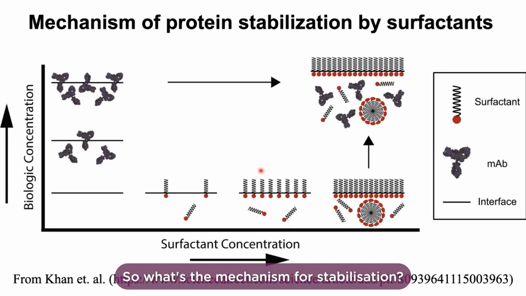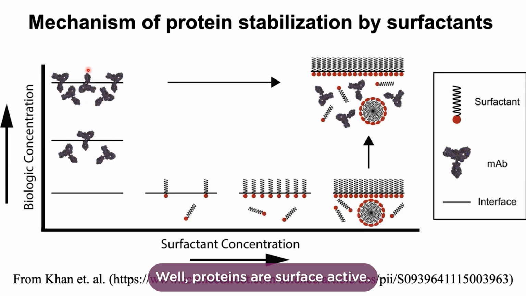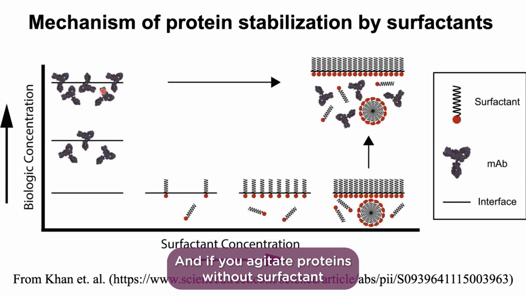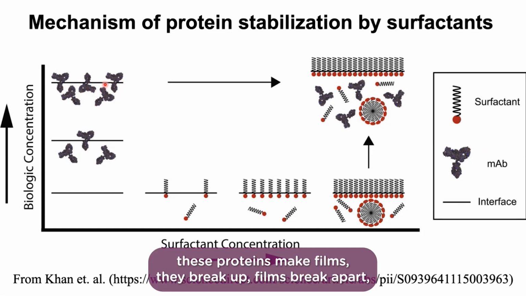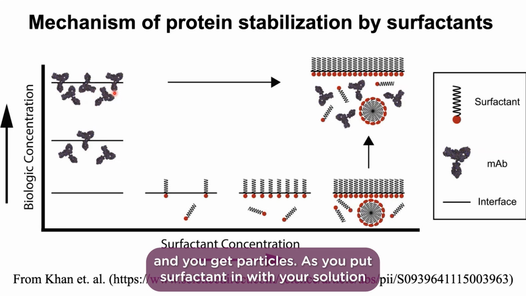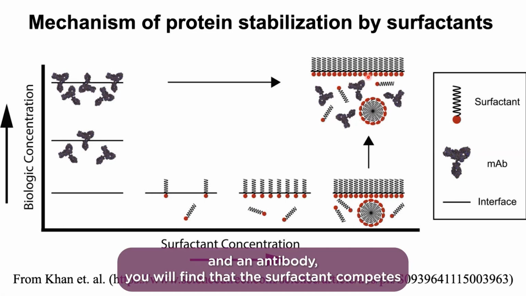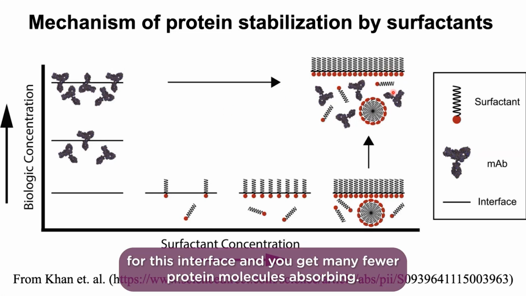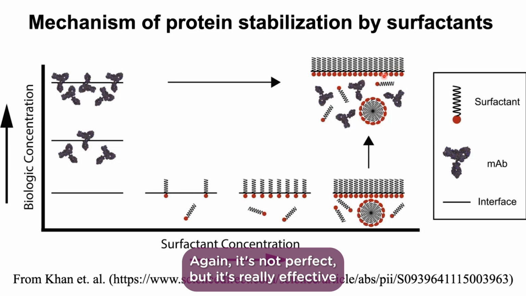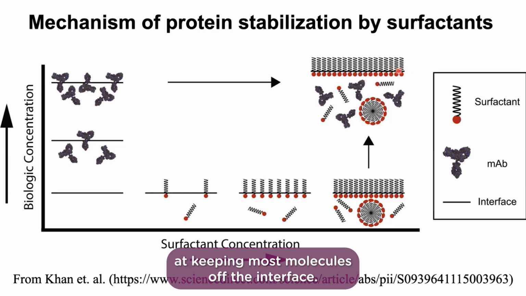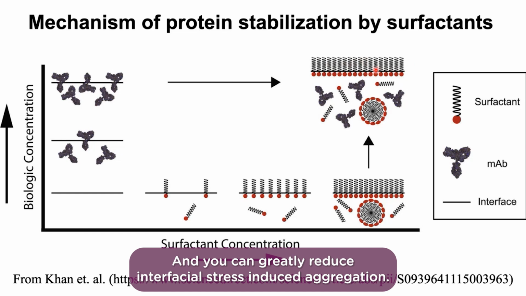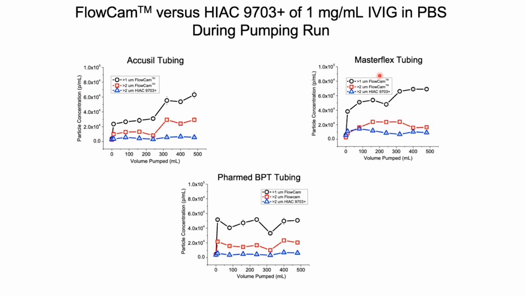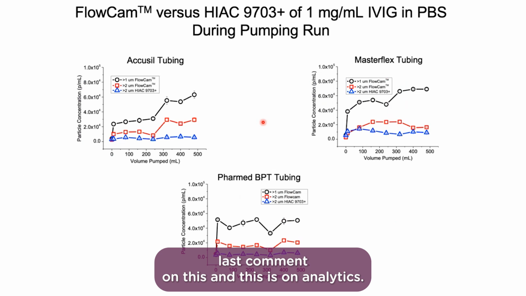So what's the mechanism for stabilization? Well, proteins are surface active. They tend to go to interfaces. And if you agitate proteins without surfactant, these proteins make films, films break apart, and you get particles. As you put surfactant in with your solution and an antibody, you will find that the surfactant competes for this interface and you get many fewer protein molecules absorbing. Again, it's not perfect, but it's really effective at keeping most molecules off the interface, and you can greatly reduce interfacial stress-induced aggregation. Now, one last comment on this, and this is on analytics.